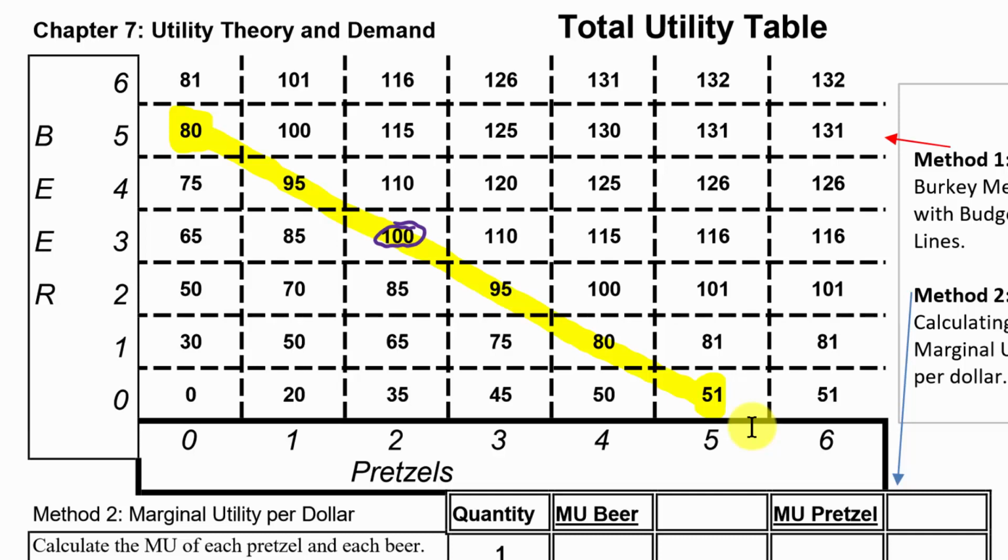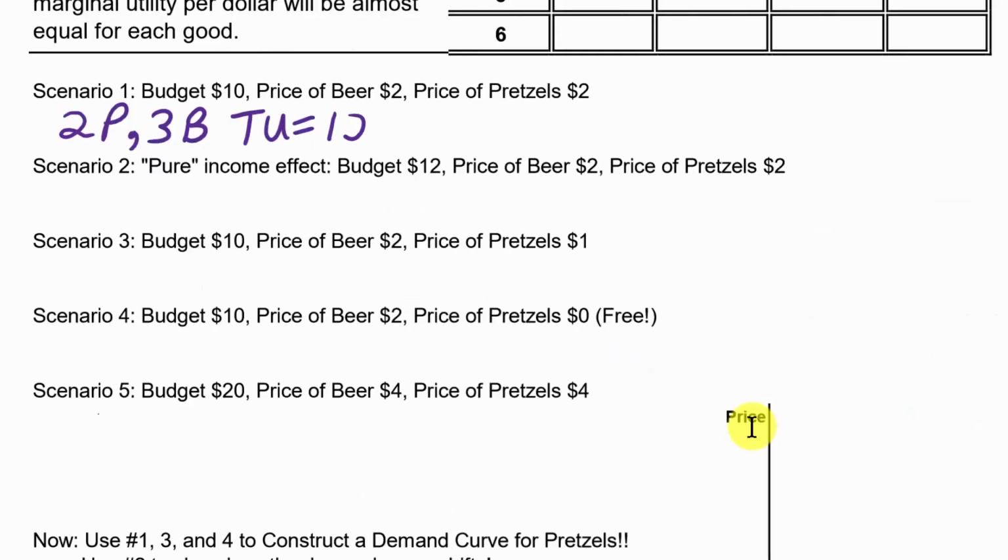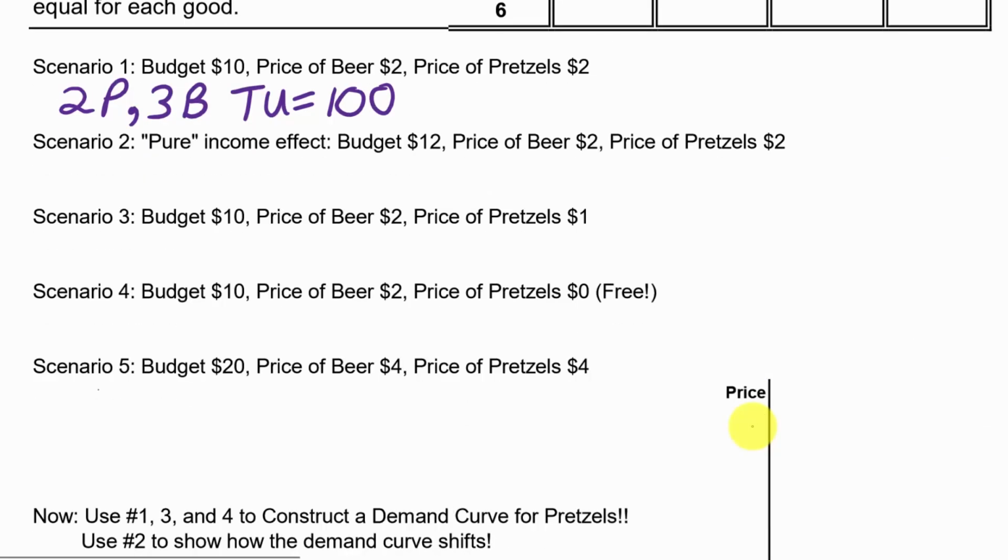That's the great thing about the simple Berkey method: we get our answers pretty quickly. So let's write down that solution. 2 pretzels, 3 beers, total utility equals 100.